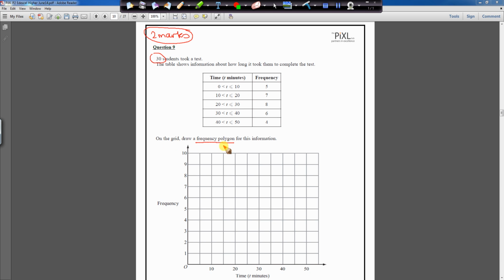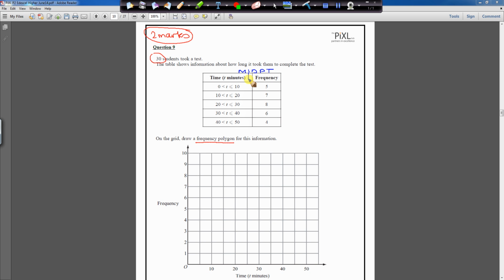Draw a frequency polygon. Now, when we draw a frequency polygon, unlike a cumulative frequency, we don't plot the endpoints. In a cumulative frequency, we plot the endpoints. But that's only for cumulative frequency. Now, for this one here, we need to work out the midpoints for the frequency polygon. We need to know what the midpoints are.